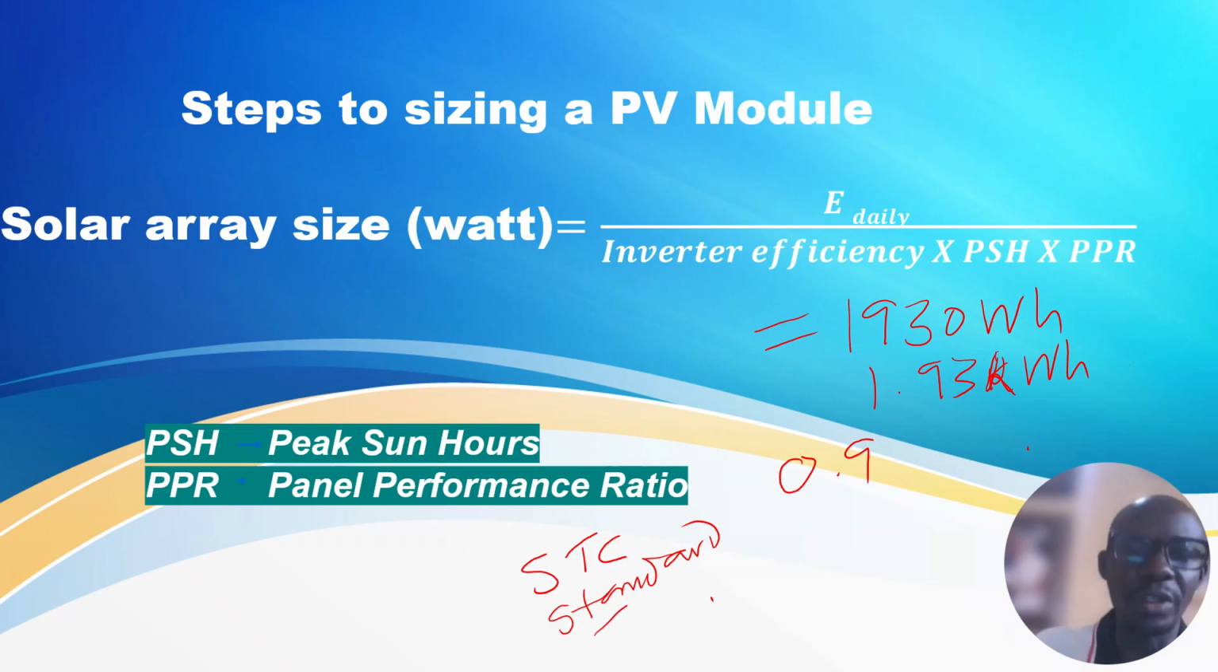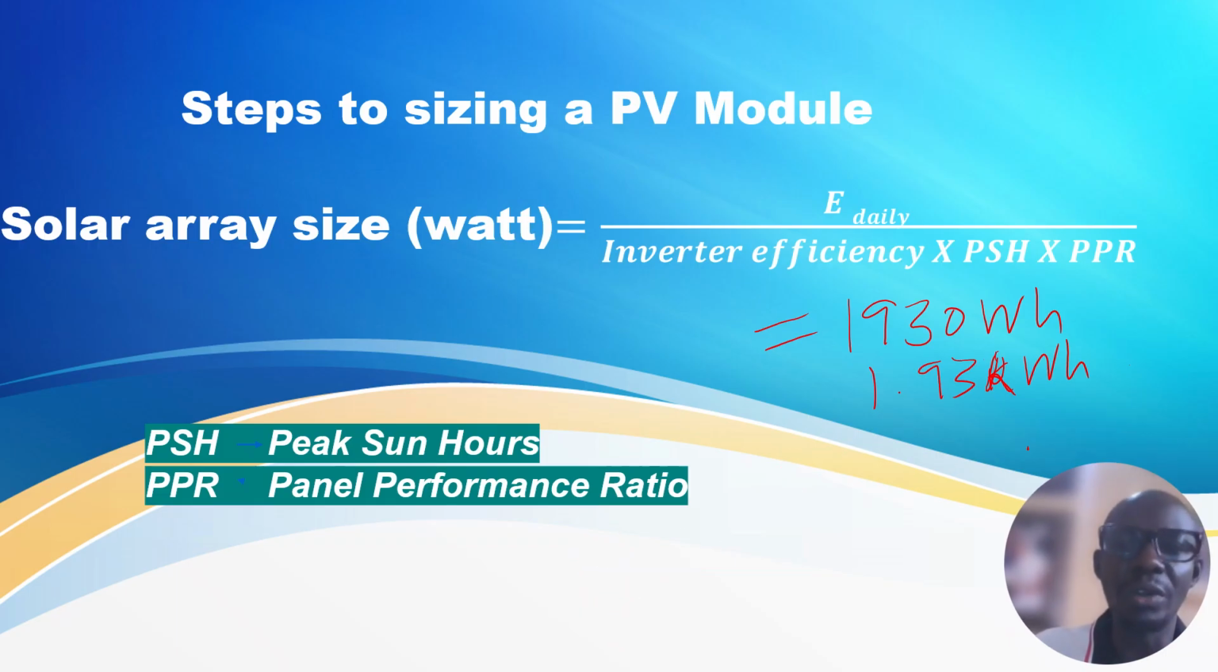Do you get it? On the back of the solar modules you will see something we call the nameplate: STC, 25 degrees Celsius. If something is tested at 25 degrees Celsius, how do you want it to perform best at 30 or 28 degrees Celsius? It will still perform, but the efficiency will be lower. So that's the peak sun hours: averagely, how many hours do you experience sunshine in a day? Then the panel performance ratio.